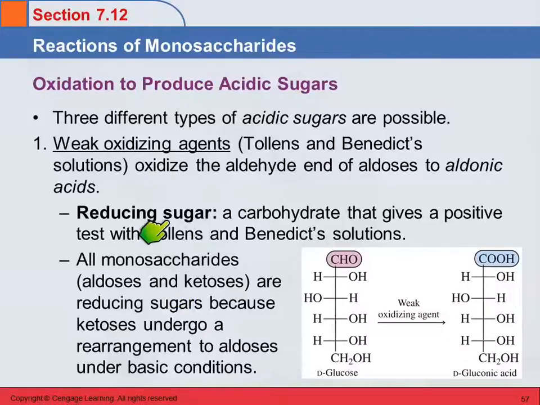What happens is that the conditions with Tollens and Benedict's solutions are basic conditions. And under those basic conditions, ketoses will actually do a rearrangement of their structure and become aldoses. I understand that that's weird, and we don't want to go into the details of that. But the bottom line is that all monosaccharides are reducing sugars. All of the monosaccharides, whether they're aldoses or ketoses, are reducing sugars.